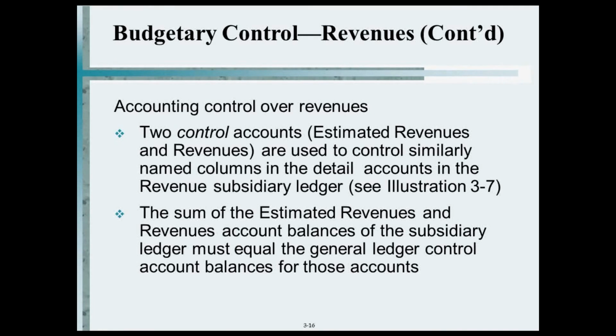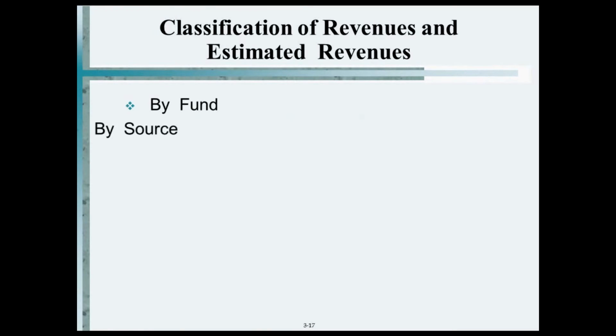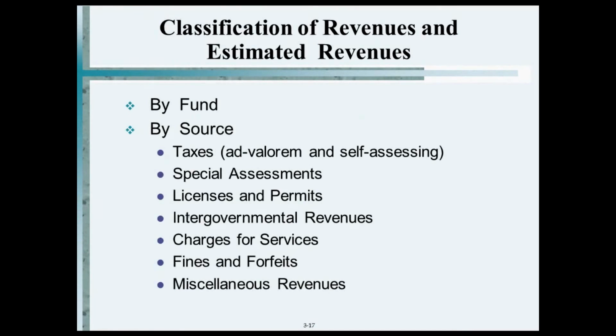Okay, two control accounts, as I said to you, estimated revenues are used to, I think we looked at these illustrations. Any questions so far? Everybody still with me? Okay, good. Thank you.